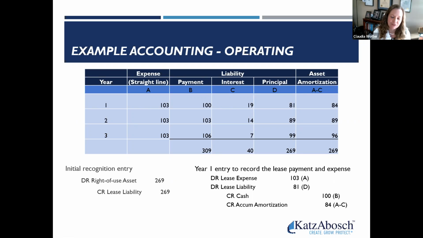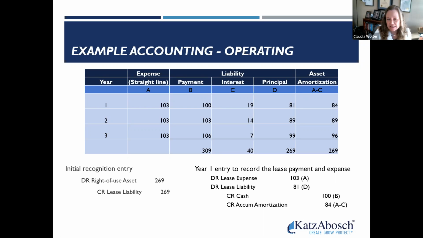Then, in order to calculate the rest of the transaction throughout the 3 years of this lease, you'll see in column A that we have a straight-line rent expense of $103, because we know our lease payments are 100, 103, and 106, so that's a total of 309. You take the 309 in column B, basically our future stream of payments, divided by 3, and that's 103 per year. So that's our straight-line rent expense.